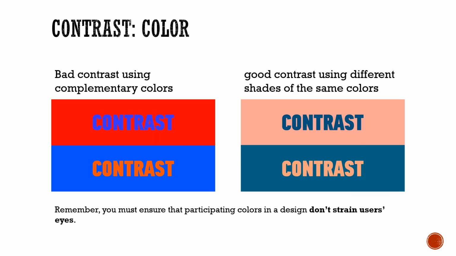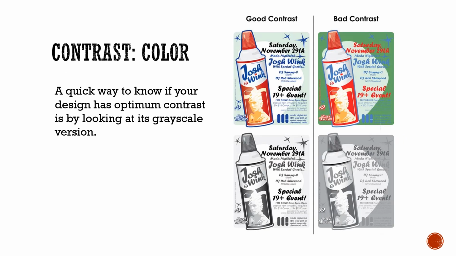Now remember, you must ensure that participating colors in a design don't strain your user's eyes. Here on the left is an example of bad contrast using complementary colors. And on the right is an example of good contrast using different shades of the same colors that we used in the left example. A quick way to know if your design has optimal contrast is by looking at it in its grayscale version. This can easily be done by using any kind of popular image editing tool.